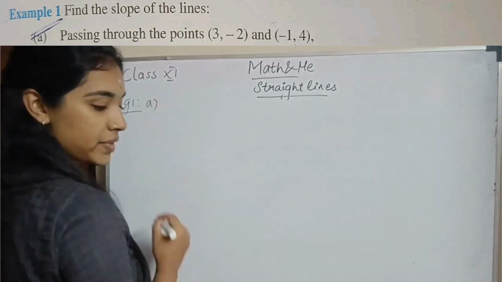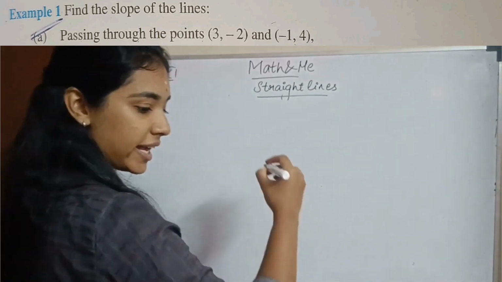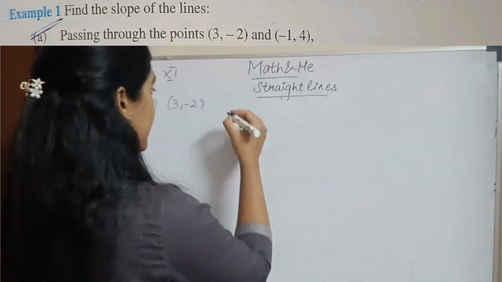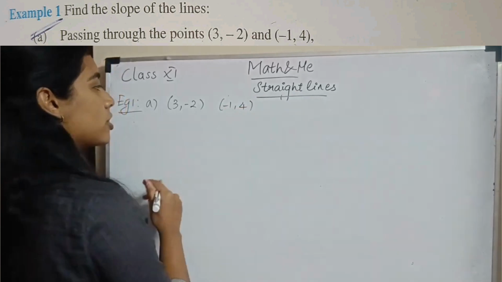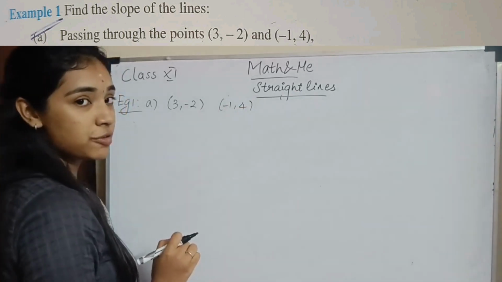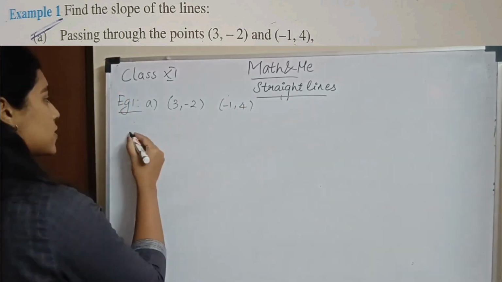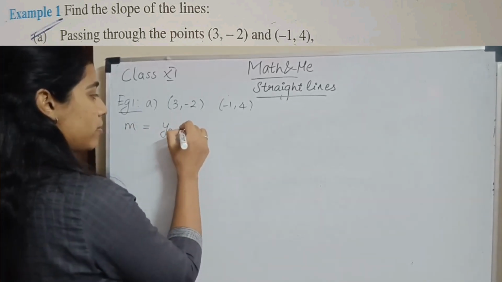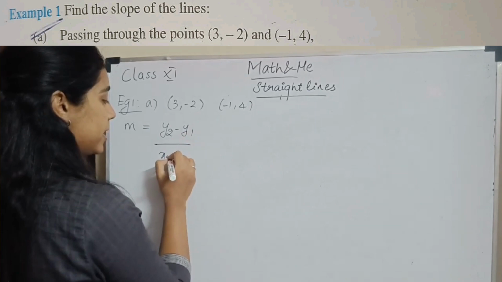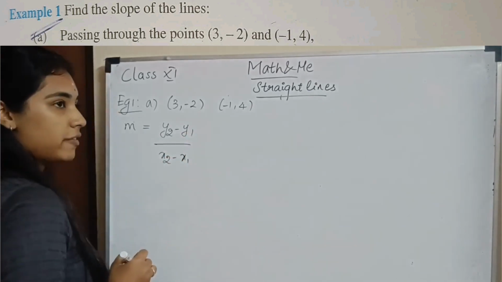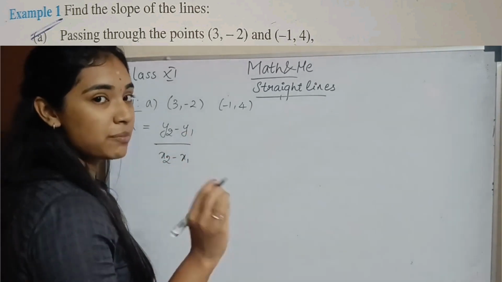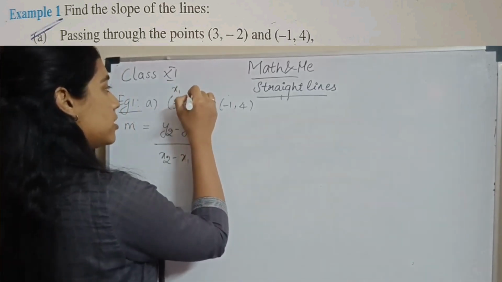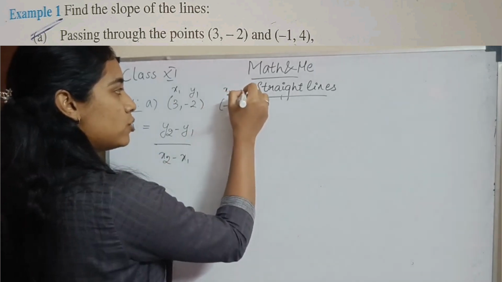First subsection. Find the slope of the lines through points 3, minus 2 and minus 1, 4. So you have 2 points and you need to find the slope. So let us denote the slope by m, which is equal to y2 minus y1 divided by x2 minus x1. Whenever you have such questions, always name your coordinates because you will not get confused otherwise. So you have x1, y1, x2, y2.